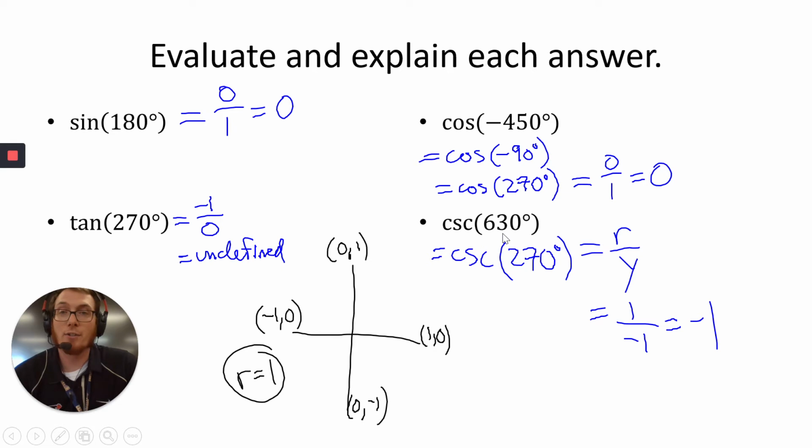Cosecant of 630, subtract 360 until you get to 1 time around the circle. That's the same as 270. Cosecant is the r value over the y value. The r value is 1, the y value is -1, and that would be -1.